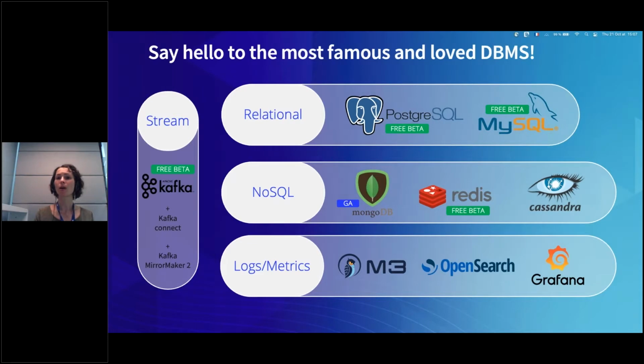But we will also offer Redis and Cassandra, and we complement this portfolio with logs and metrics databases. We've got M3, OpenSearch, and Grafana. And for streaming and ingestion, we offer Apache Kafka. So as you can see, this is the portfolio, and we are covering a lot of databases. And the idea is really to enable you to use as many of them and feel free in your usages.